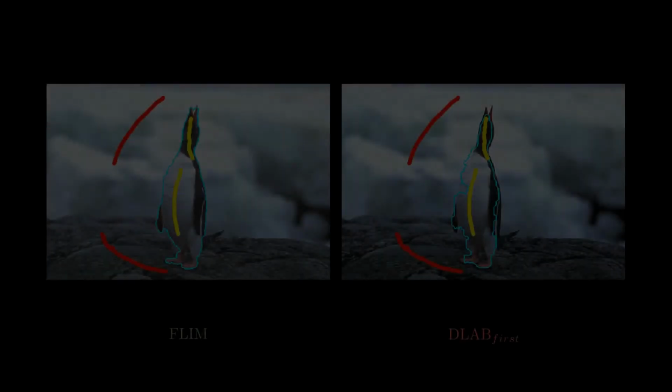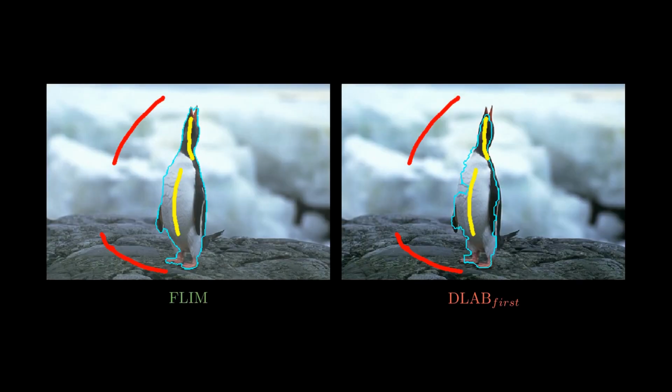Let's take a look at some examples of segmentation results. On the left, the results of the feature structure learned with FLIM, and on the right, with the first DeepLab block.